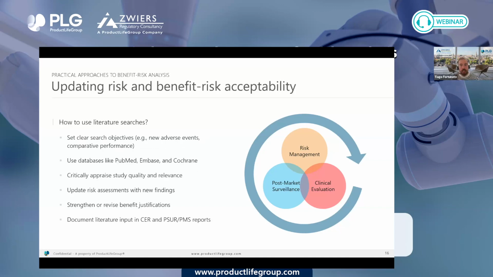You do this in an identical way as for the clinical evaluation. So use the usual databases like PubMed, Cochrane, etc. Then after appraising the study quality and the relevance of the included articles, you update the risk assessment with the new findings. And this way you can strengthen your benefit justifications and update your SARs and PSARs. The important thing to remember is that this all feeds into the post-market surveillance and ongoing risk management updates.